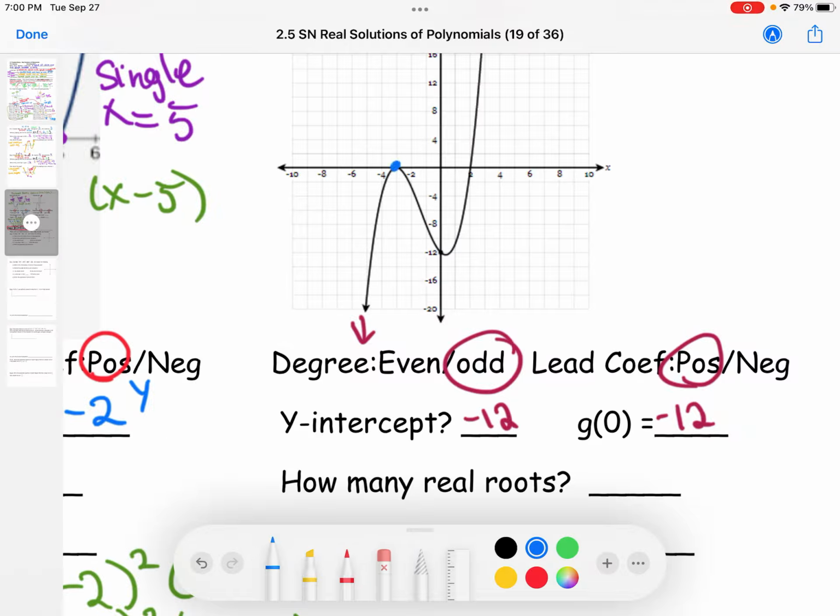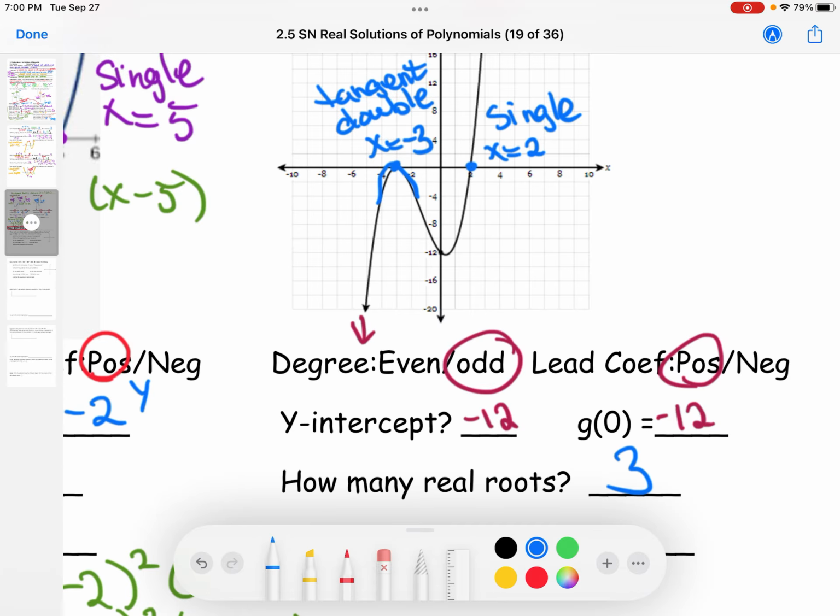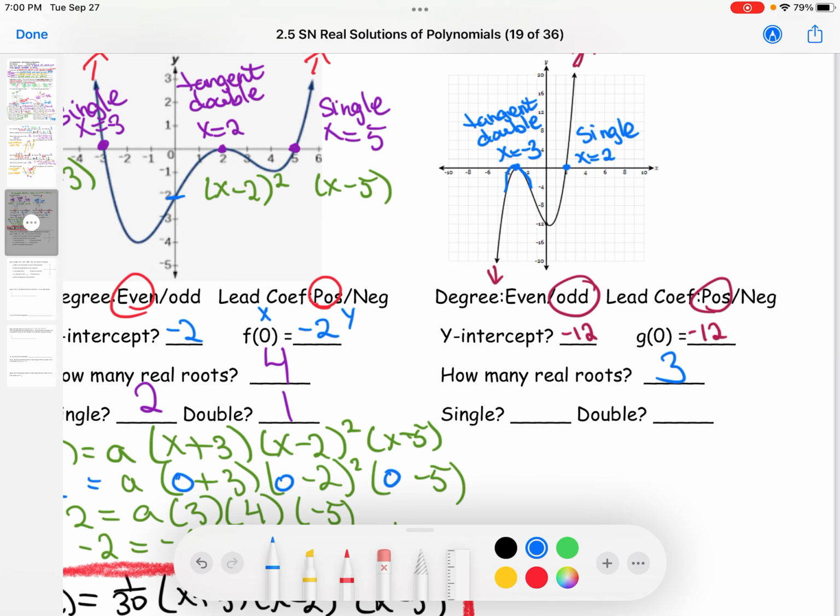Okay? Now, on these roots, we have a root at x equals negative 3, and that is a tangent root. That is a tangent double because it bounces off the x-axis and comes back. At x equals 2, we have a single. So a double and a single add up to 3 roots. 2 for the double, 1 for the single. 1 single, 1 double.